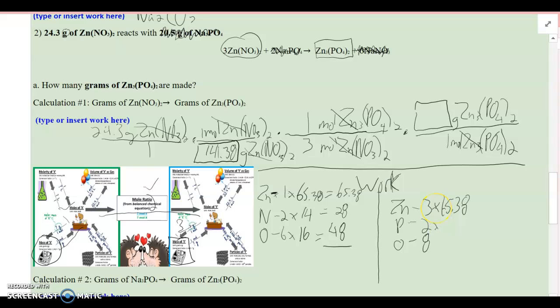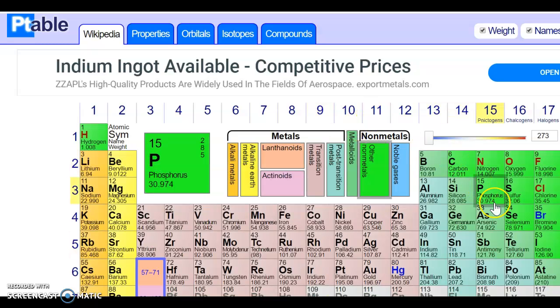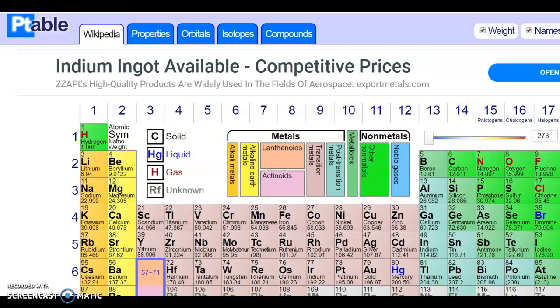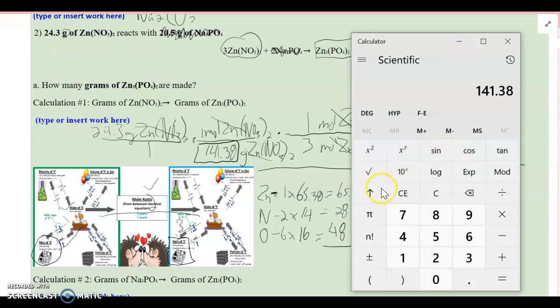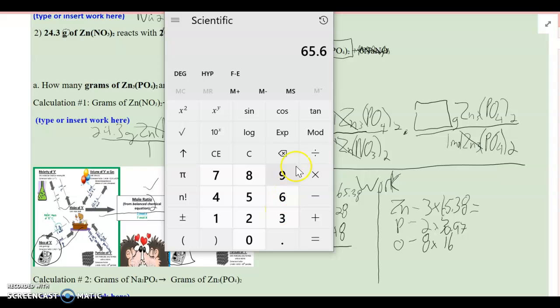P, I have 2 of them, and I can't remember what phosphorus is, so let me get back there. 30.97. I'm getting that from right here. 30.97, 30.97. And 8. I did this one, 16. Cool. So that equals 65.38 times 3 is what? Oops, didn't get that one. 130.76.